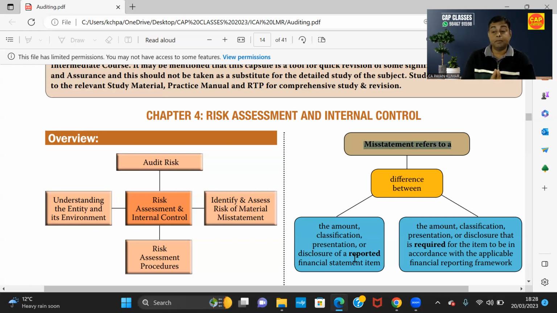This is A. B: the amount, the classification, the presentation, the disclosure. Same 4 items.